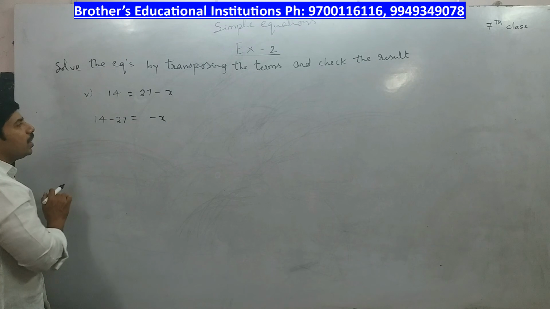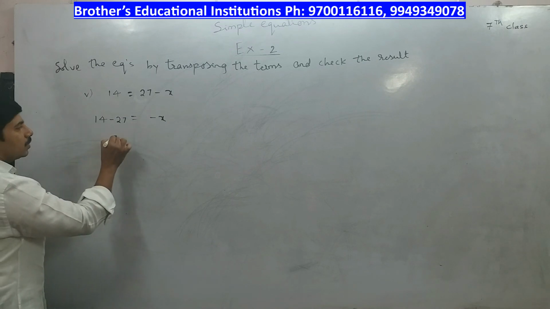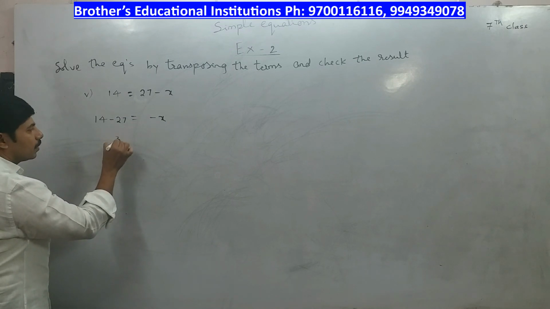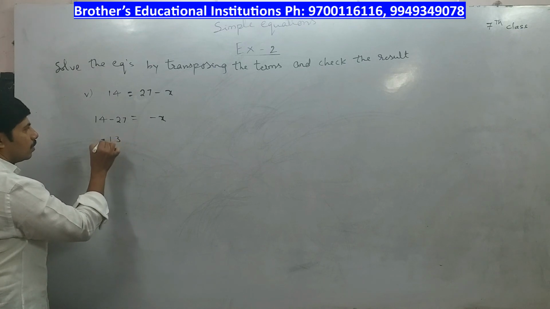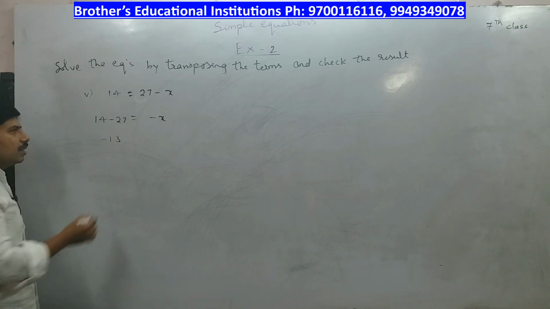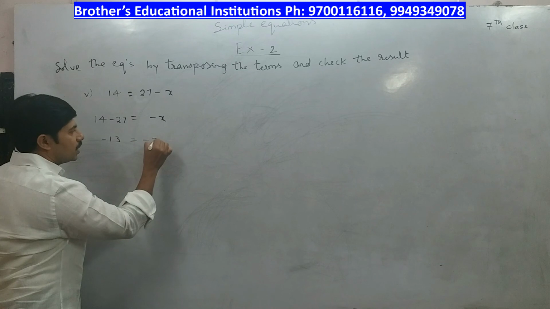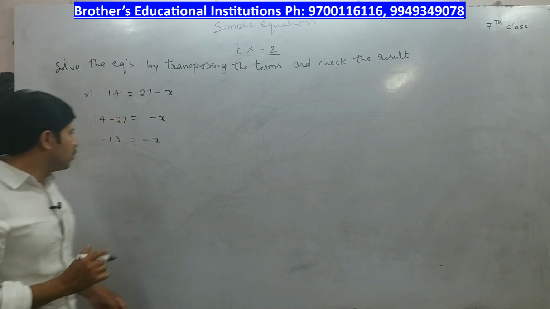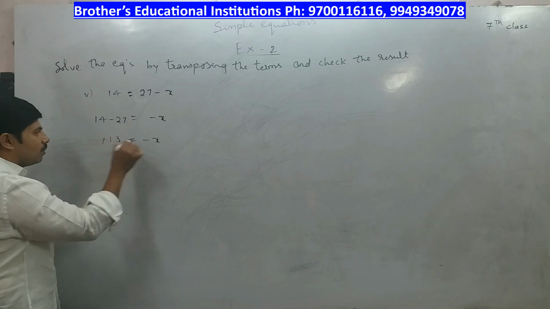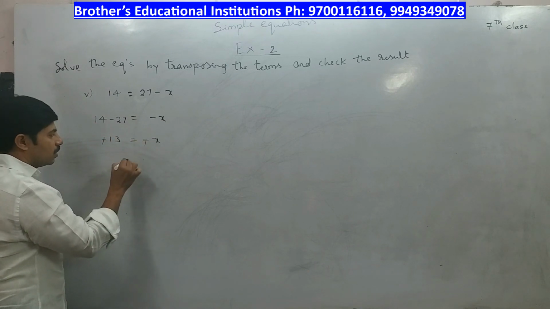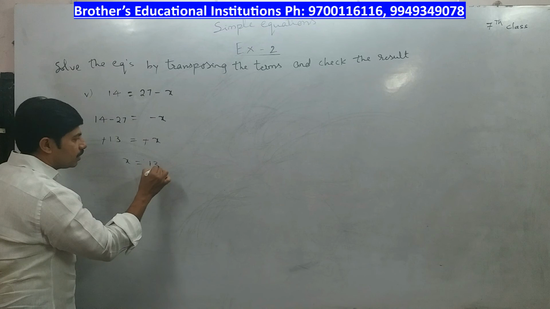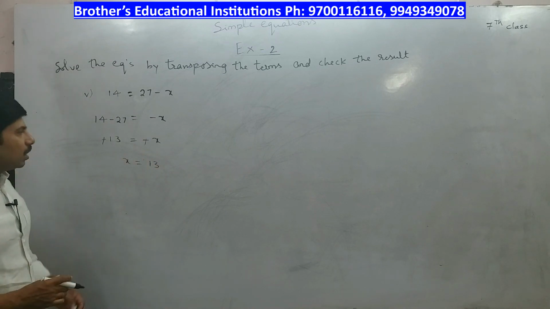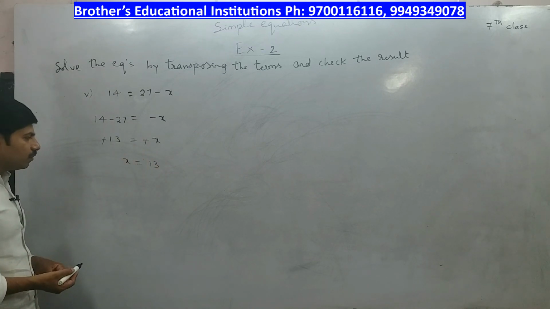So what is 14 minus 27? We have to subtract. So we get minus 13 is equal to minus x. Here minus is equal to minus, we can cancel. So what is the x value we get? It is 13.